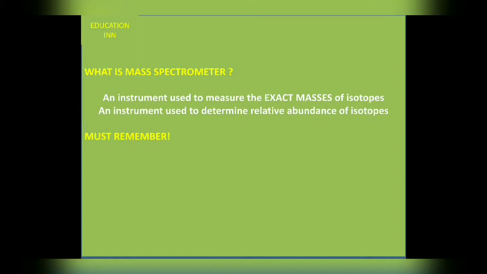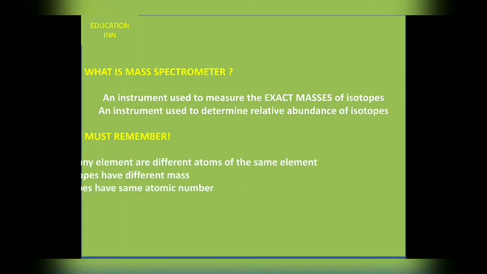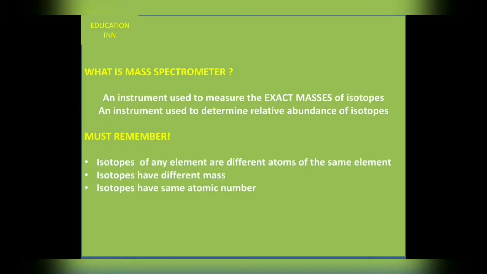Must remember, isotopes of an element are different atoms of same element. Isotopes have different mass number, but isotopes have same atomic number. They are different atoms of same element because they have different mass, but they are atoms of same element because they have same atomic number.